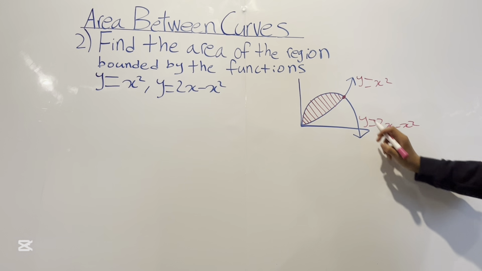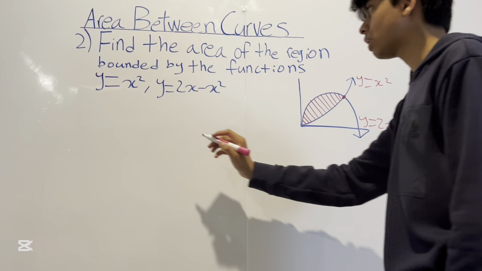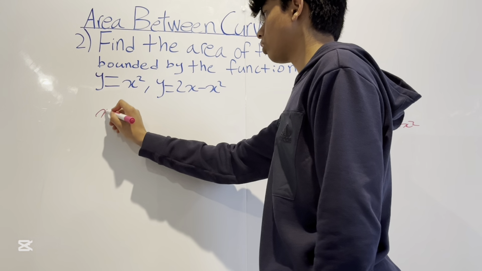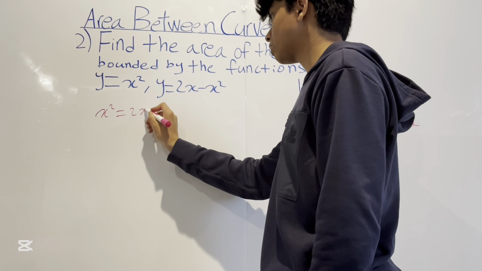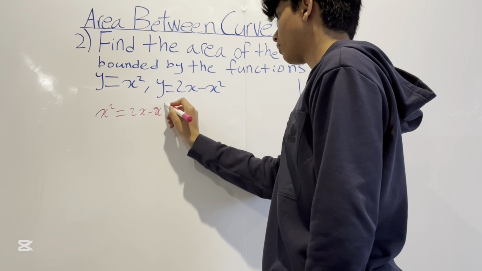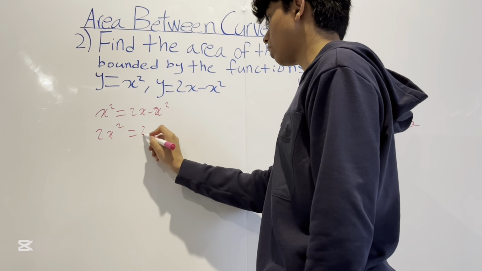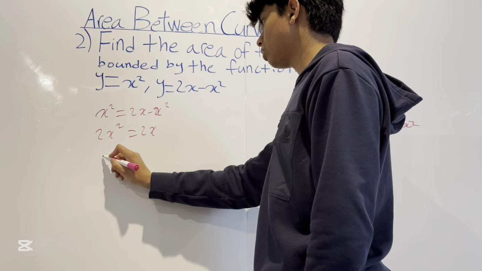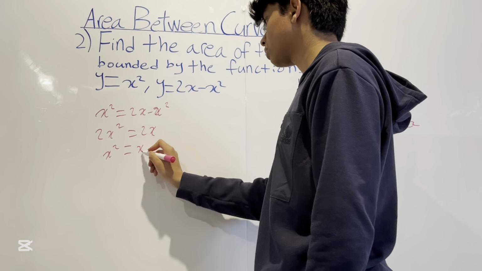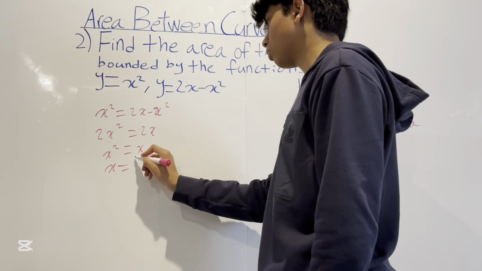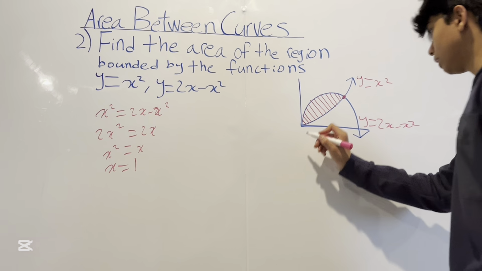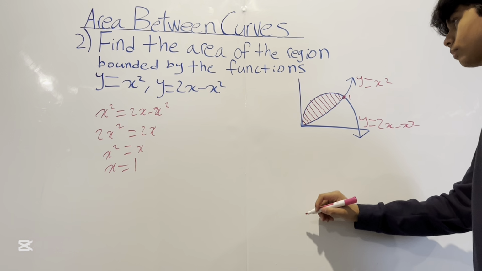To do that, all we have to do is set these two functions equal to each other. So x squared is equal to 2x minus x squared. So 2x squared is equal to 2x. Divide by 2, so we have x squared is equal to x. So x equals 1. So this is 1 over here.